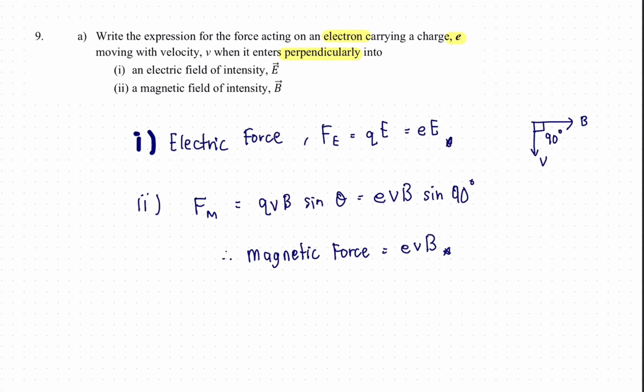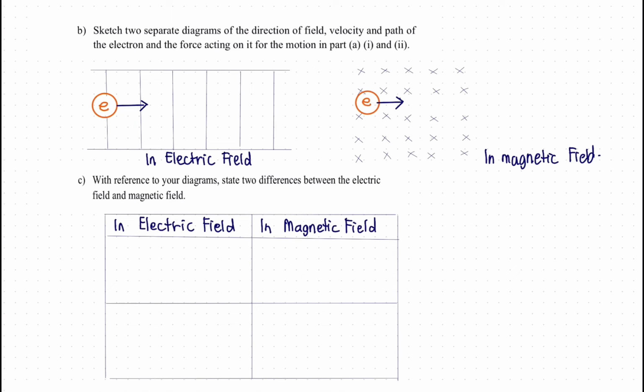Okay? Okay, second one, B. Sketch the two separate diagrams of the directions of field, velocity and path of the electron and the force acting on it for the motion in part A, 1 and 2. Okay, so the first part saya dah lukis dekat situ, kita ada electric field dan kita ada electron. Okay, so basically yang untuk electric field dan kita ada magnetic field. So saya dah lukis ada dekat situ, electric field, electron masuk perpendicular lah 90 degree.